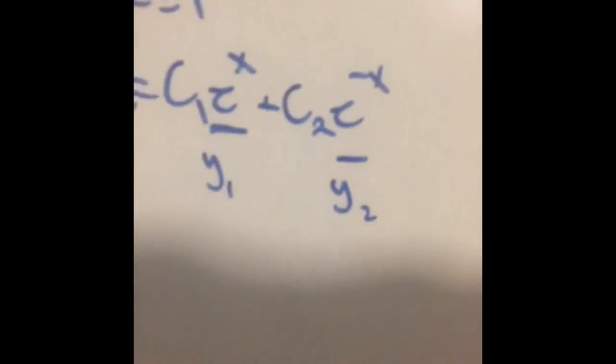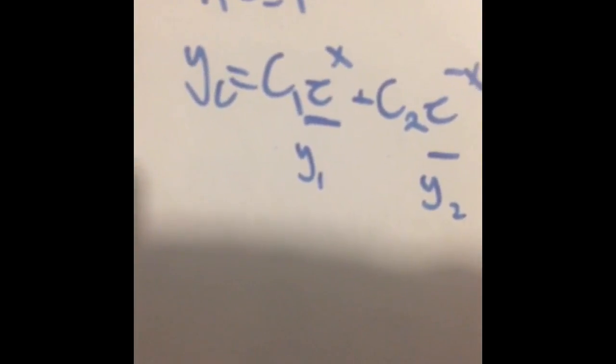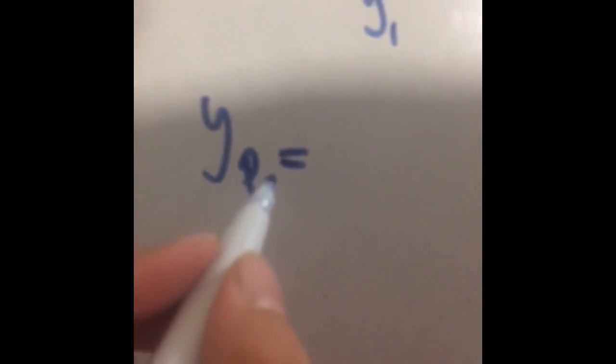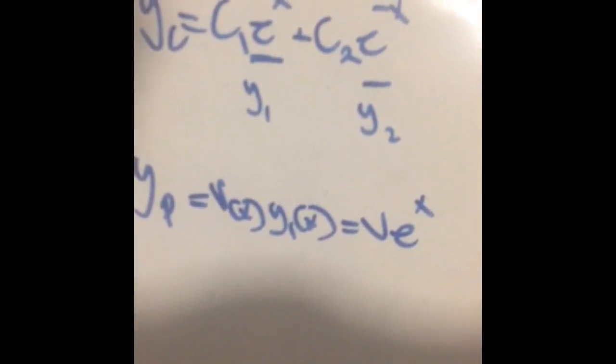And this is our y1, and this will be our y2. So now we have our yp equaling v of x times y1 of x, which will equal v e to the x.